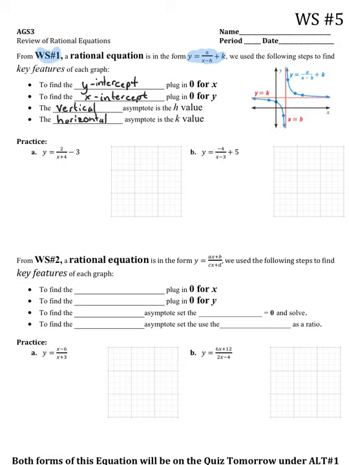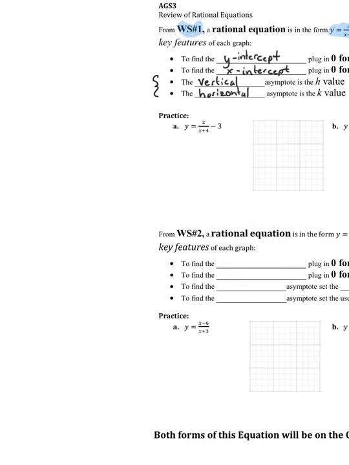The vertical asymptote is always the h value and always has to be written as an equation. So vertical and horizontal asymptotes must be written as an equation. Vertical asymptote is always going to be x equals. Horizontal asymptote is always going to be y equals. The x and y intercepts must be written as ordered pairs. If you don't write these on the quiz as ordered pairs, you're going to get it marked wrong. If you don't write the vertical and horizontal asymptotes as equations, you're going to get marked wrong.